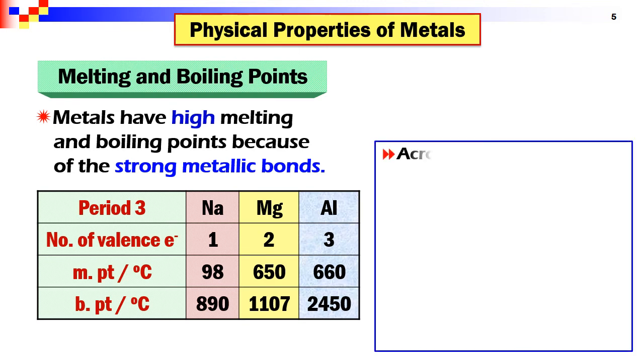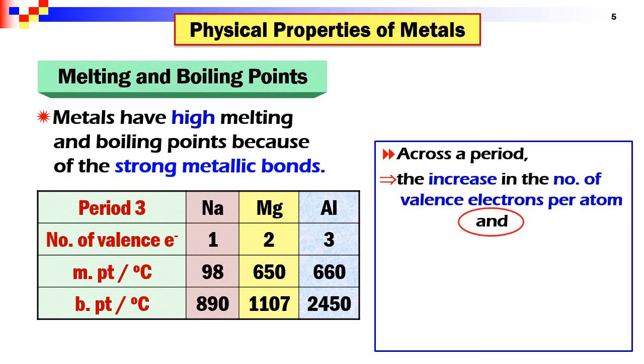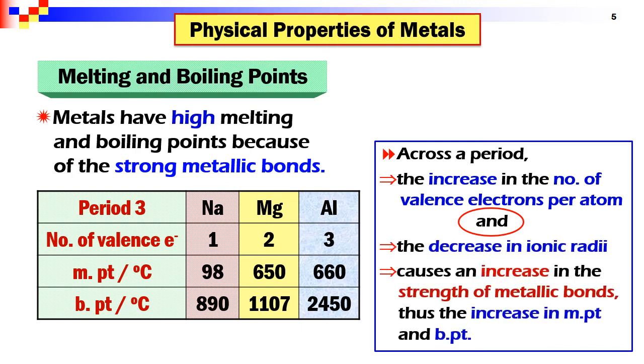Across the period, the increase in the number of valence electrons per atom and the decrease in ionic radii causes an increase in the strength of metallic bonds. Therefore, across the period, you're able to see the increase in melting as well as the boiling points.